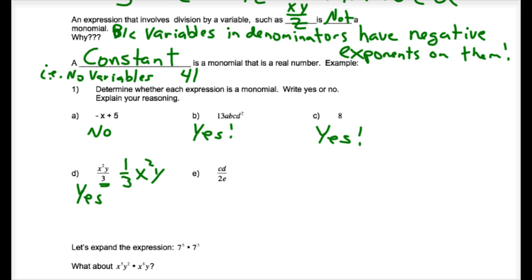All right, last one. Yes or no? No. Variable in the denominator. I'm going to write that reason down. That's basically when it looks like it might be a monomial. If there's a variable in the denominator, no. Variable in denominator, big no.